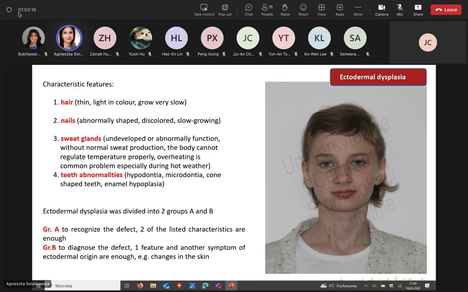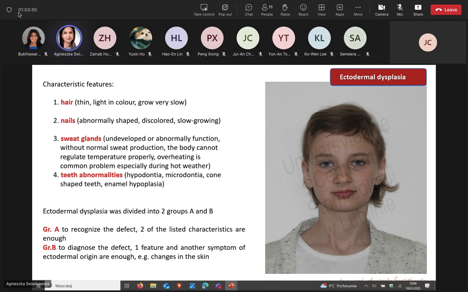Characteristic features are nail, sweat gland, and teeth abnormalities. Hair is usually very thin, light in color, and grows very slowly. Nails have abnormal shape, are discolored, and slow growing. Sweat glands are underdeveloped or have abnormal function, without normal sweat production. The body cannot regulate temperature properly, so overheating is a common problem, especially during hot weather.